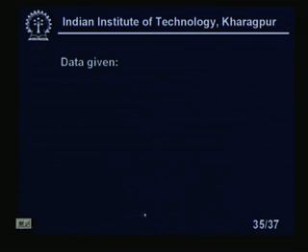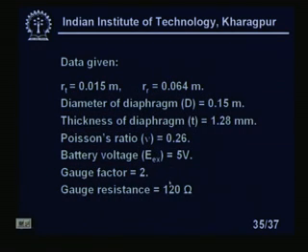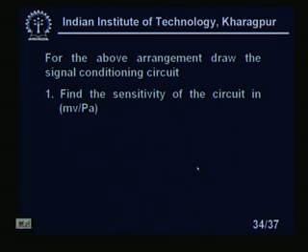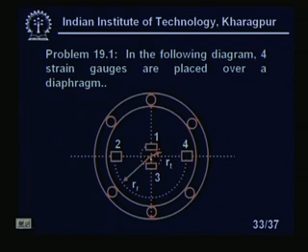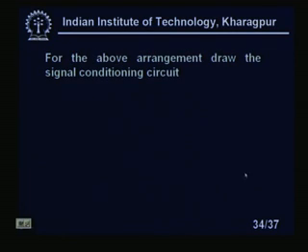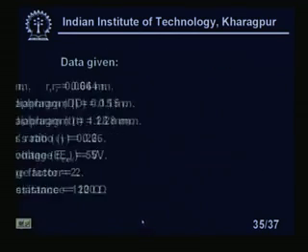Data given are RT, the radius. Where is RT, please note. This RT is just the radius of the circle on which the tangential strain gauges are placed, where RR is the radius of the circle on which these 2 strain gauges, which will sense the radial strain, are installed. This will sense the tangential strain, this will sense the radial strain, right. Let us go back again, already discussed. So, this is our data given.